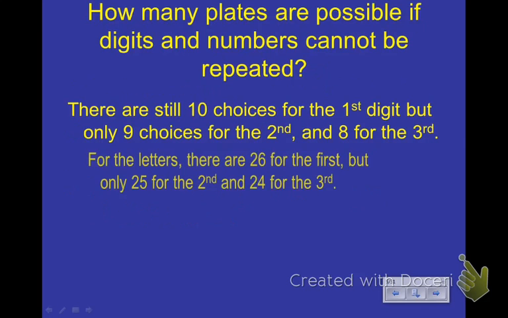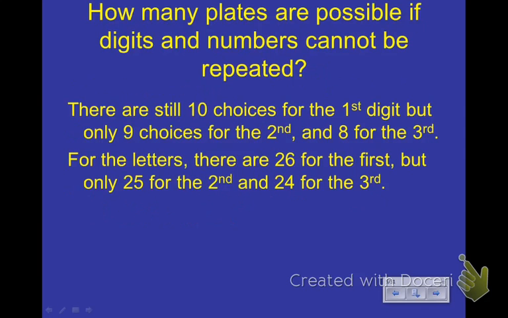Same thing with letters. If I pick A for the first one, I can't pick it for the second one. So I go down from 26 choices. For the second one, I only have 25. And again, how I do this is I just make spots. So what am I looking for? I'm looking for 3 numbers followed by 3 letters.